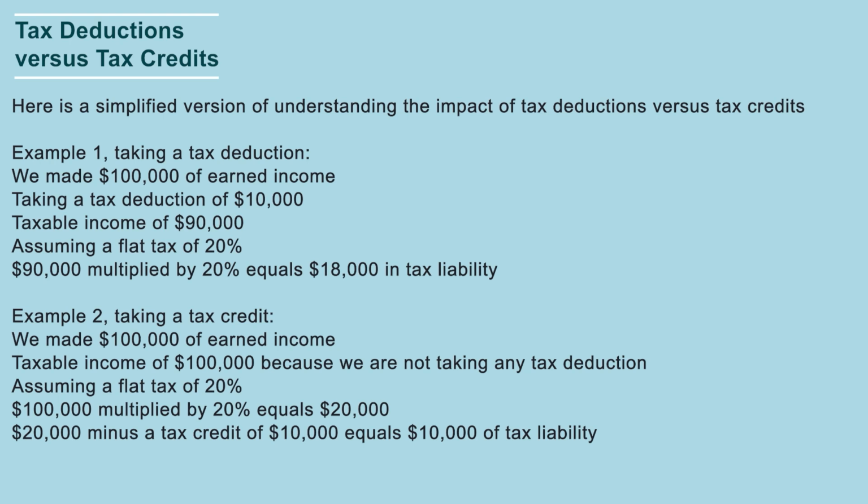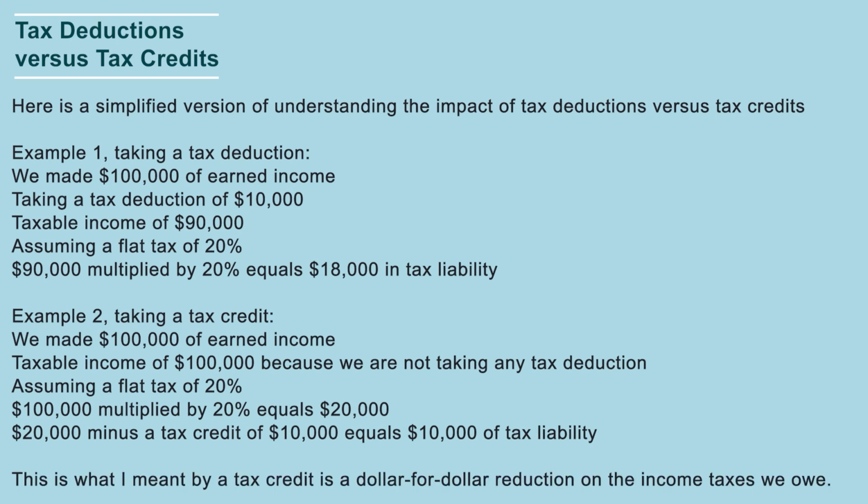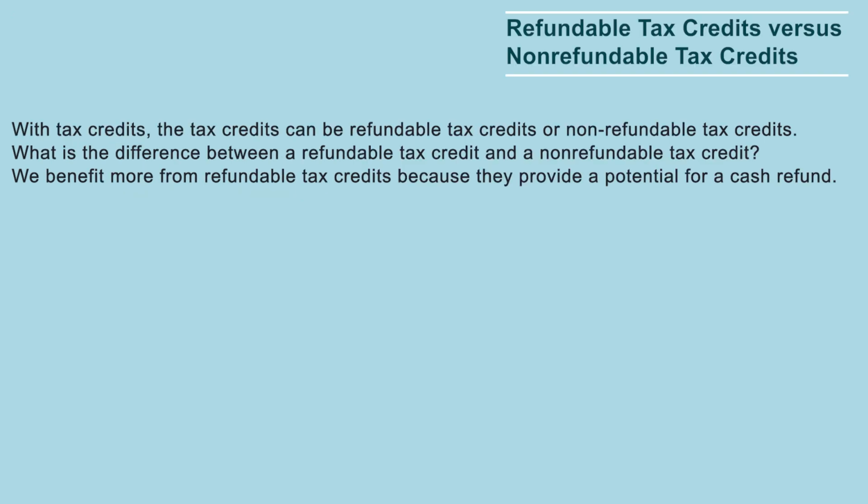$20,000 minus a tax credit of $10,000 equals $10,000 of tax liability. This is what I meant by a tax credit being a dollar-for-dollar reduction of the income taxes we owe. A tax credit can be a refundable tax credit or a non-refundable tax credit. What is the difference between them? We benefit more from refundable tax credits because they provide a potential for a cash refund.